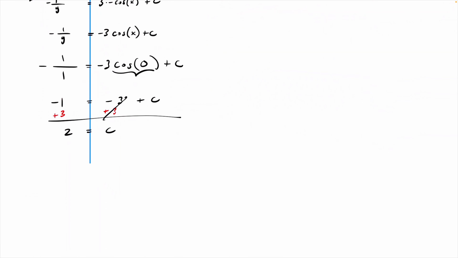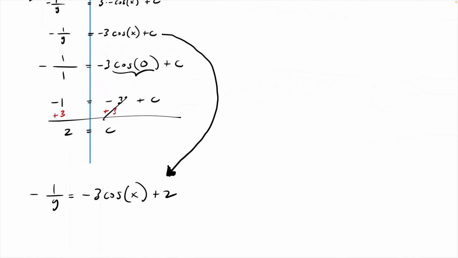Bless you. All right, so let's move this guy down here. So we have negative 1 over y equals negative 3 cosine of x plus 2 now, because 2 is c. Okay, that's step 3.